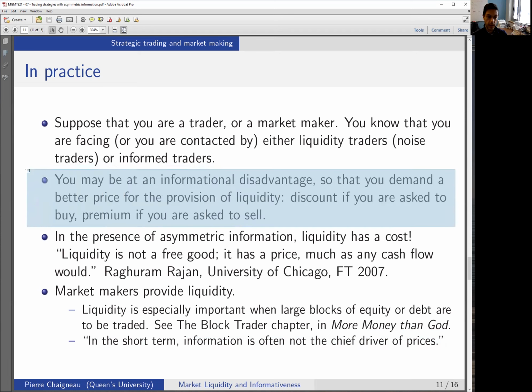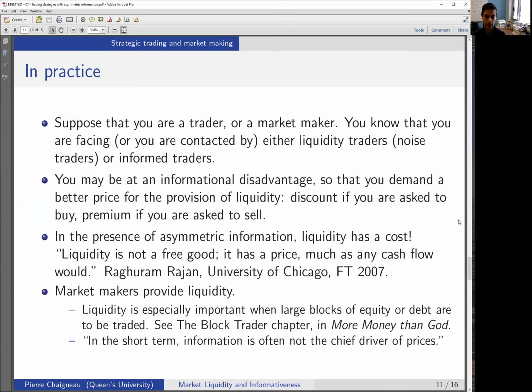Also, this implies that liquidity has a price. When you demand liquidity, just as liquidity traders do, you will need to accept to buy at a premium and to sell at a discount. So you move market prices against you when you are trading, even when you have no information, because, well, you might have some information, right? And so this is why market prices are moving following market orders.